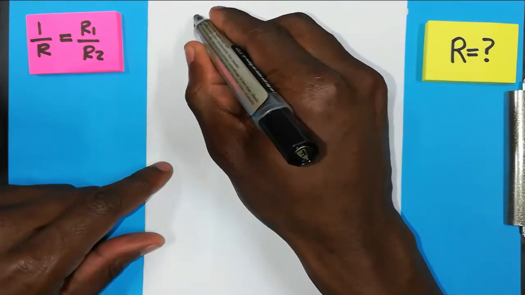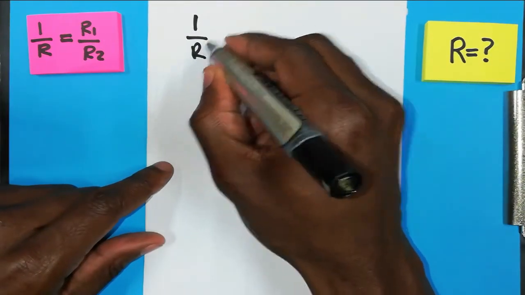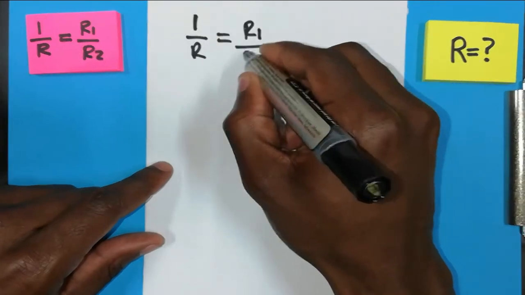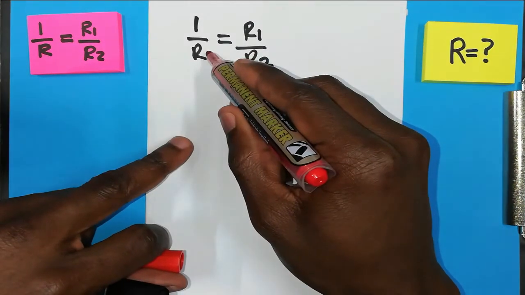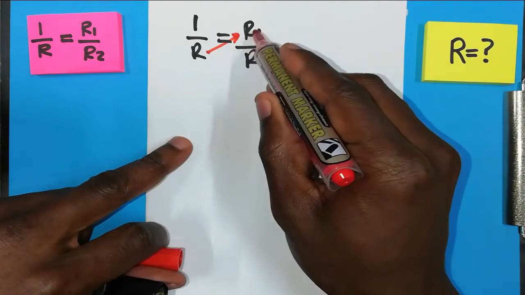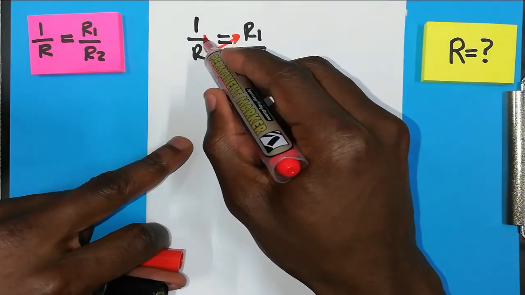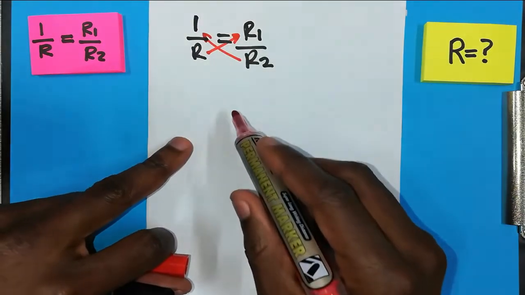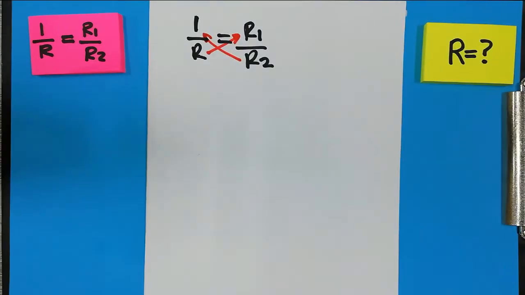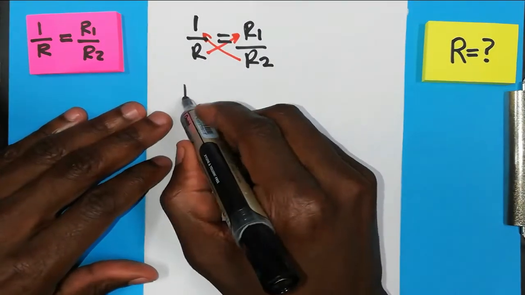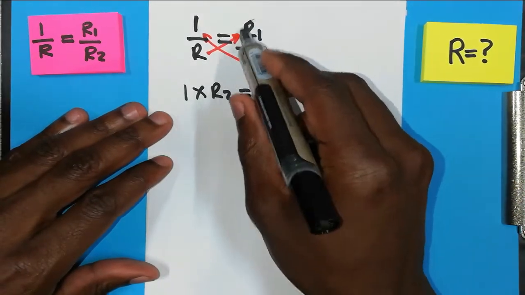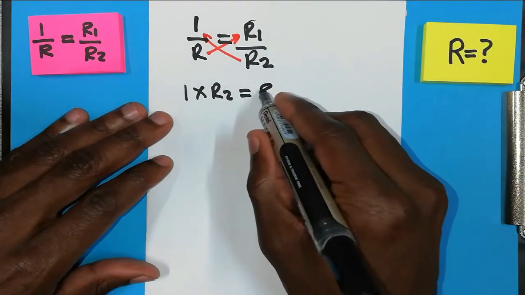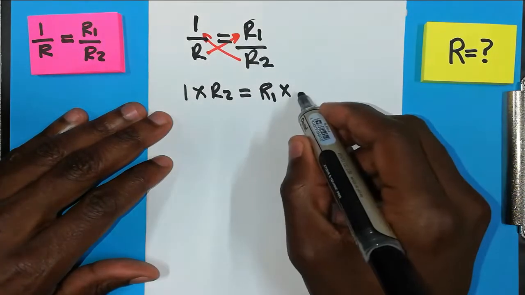So you have 1 over R equals R1 over R2. What you're going to do here is just cross multiply. When you cross multiply, you take R and multiply by R1, and then you take R2 and multiply by that 1. Okay, good. 1 will multiply R2, therefore R1 will multiply that R.